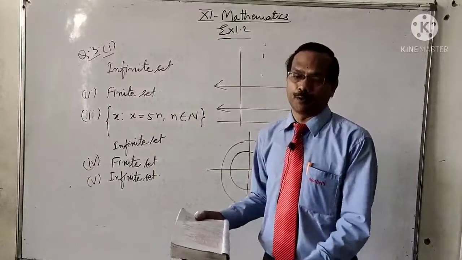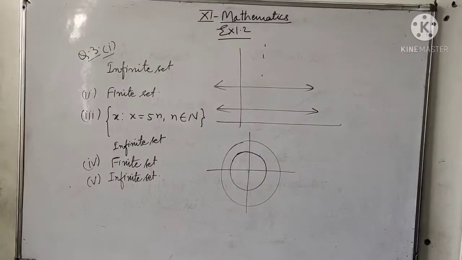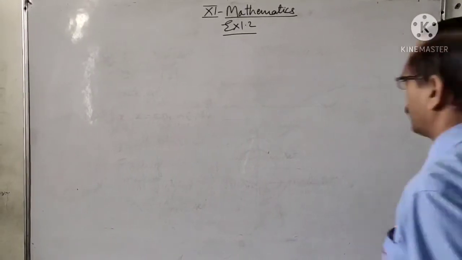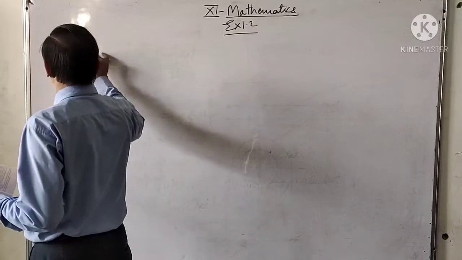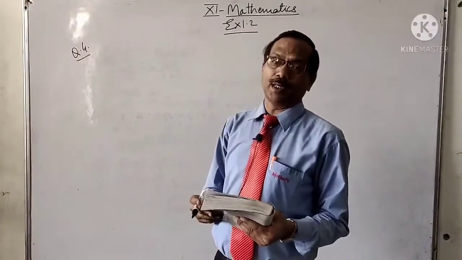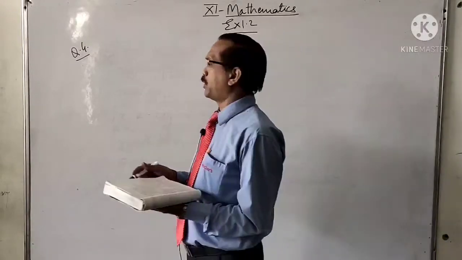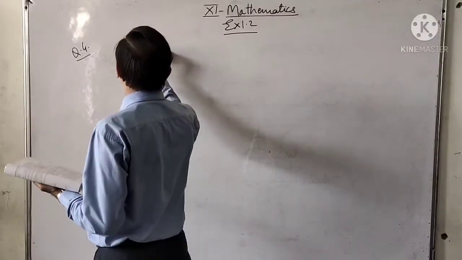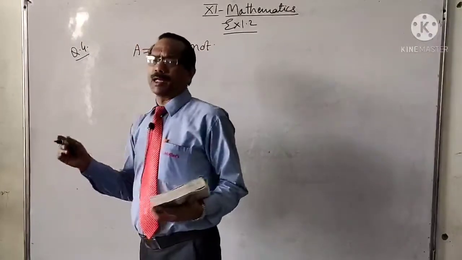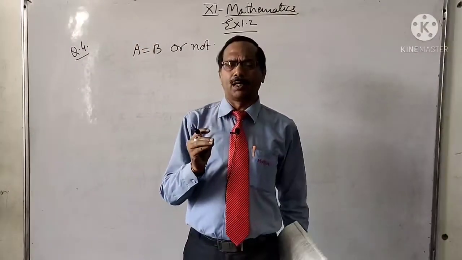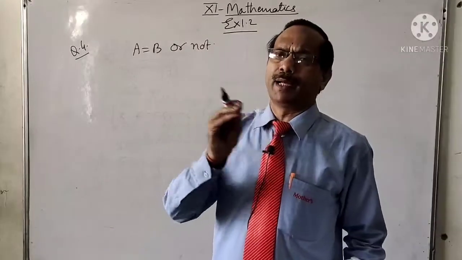Now the fourth question. Question 4. In the following, state whether A equal to B or not. Student, if two sets are equal, then the number of elements is equal and they have alike elements.